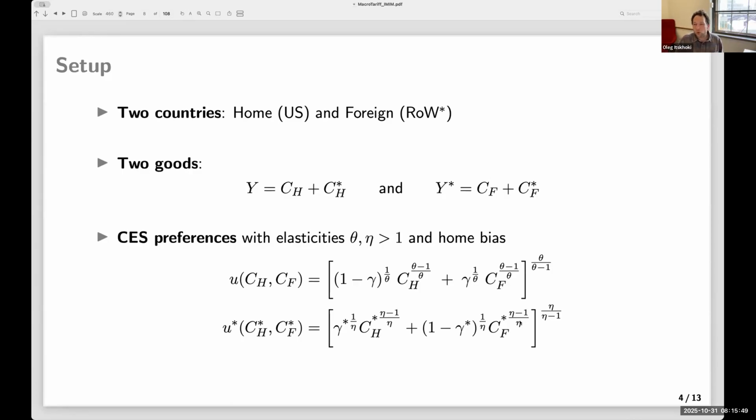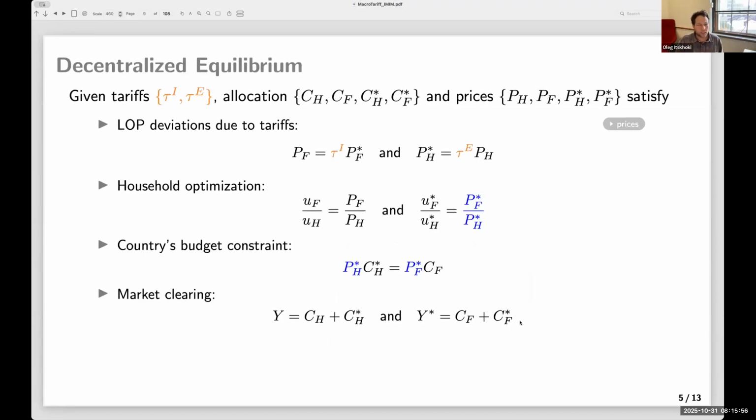Okay, so it's as simple a model as you can have. You can do it in an Edgeworth box, and the Edgeworth box would be our tool for analyzing things. Then you can define a decentralized equilibrium. In the decentralized equilibrium, we're going to allow the planner to have two policy tools, an import tariff and an export tax. And it's a real model with flexible prices.